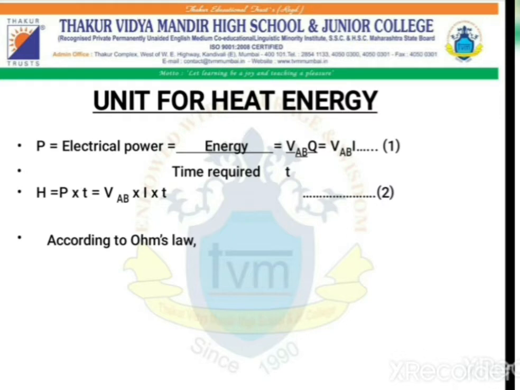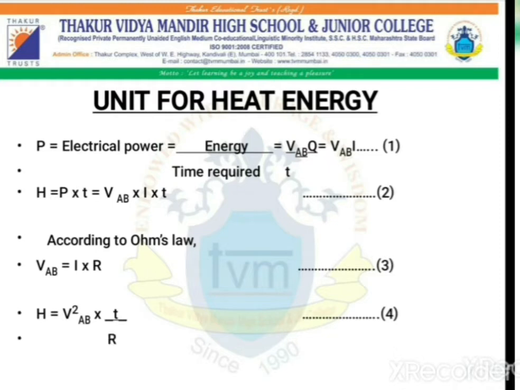Now, according to Ohm's law, V equals I into R. That is V_AB equals I into R. If I substitute this value of V_AB equals I into R in equation number 2, we will get H equals V_AB squared into t upon R. So what has happened here is V_AB equals I into R, so I equals V_AB upon R. If I substitute this, I will get H equals V_AB squared into t upon R. Similarly, by substituting the values, I can get H equals I squared R t.